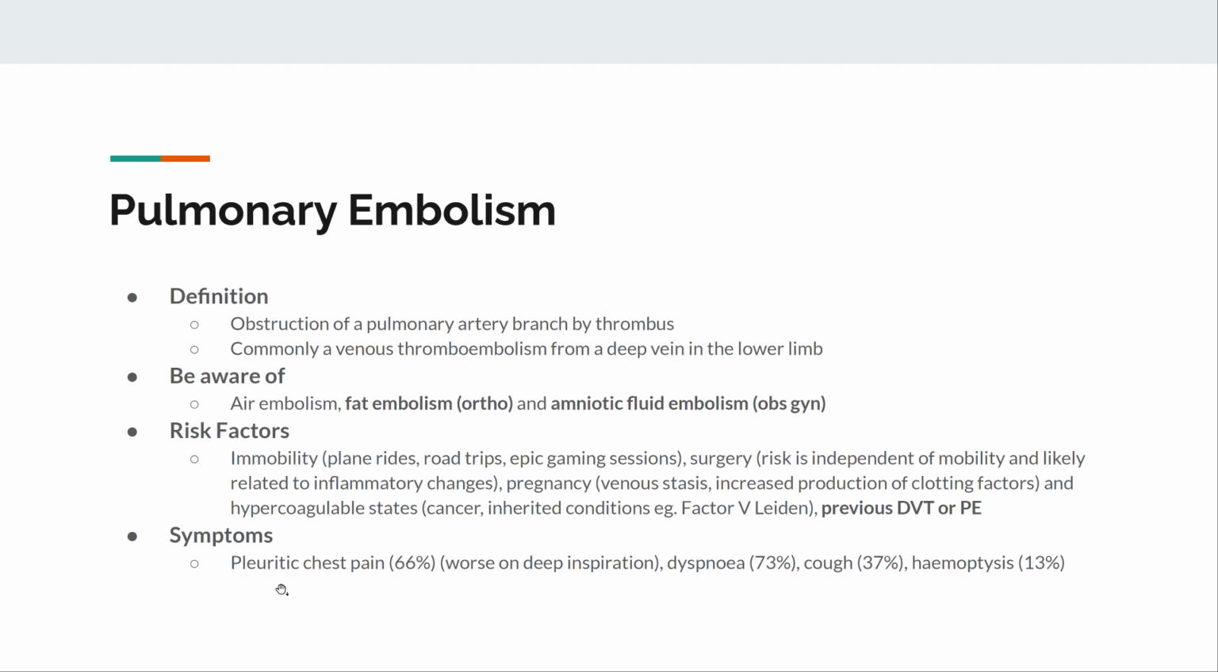The symptoms will be a pleuritic chest pain that's worse with deep breathing, shortness of breath, cough, and hemoptysis. But if you look at those percentages there, you could have someone who has none of those symptoms and all they have is a bit of tachycardia and a fever or something.